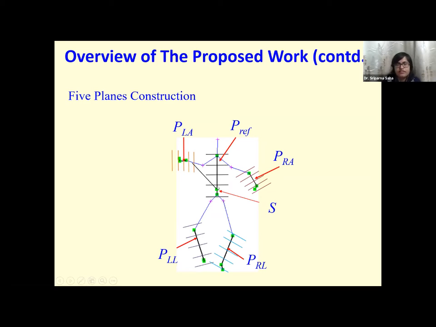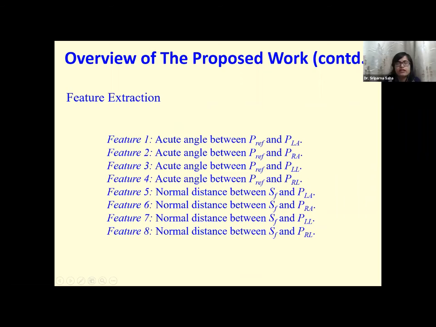And here, this is the reference plane. So that is the T reference constructed. So basically 5 planes are constructed. And this is the spine joint, the white spine that you can see over here. Now features need to be extracted, and we are going to have 8 feature values for each frame. The first 4 features are the acute angles. That is the acute angle between the reference plane and the left arm plane.